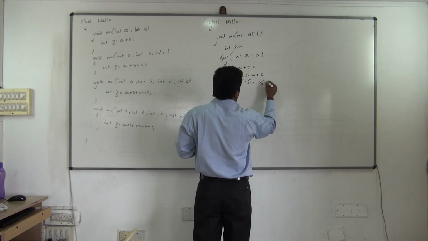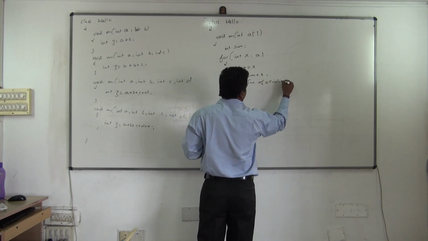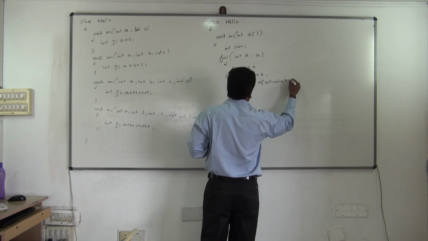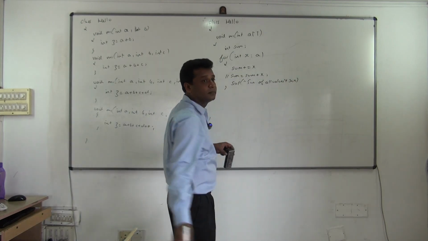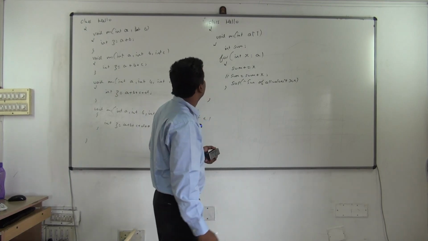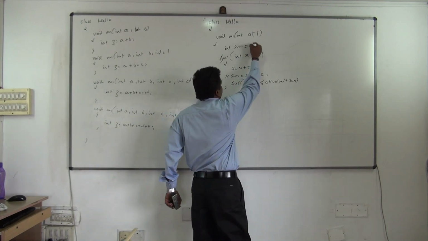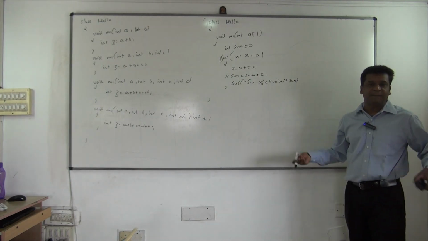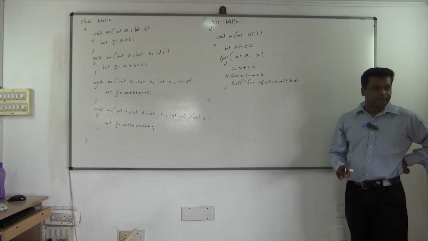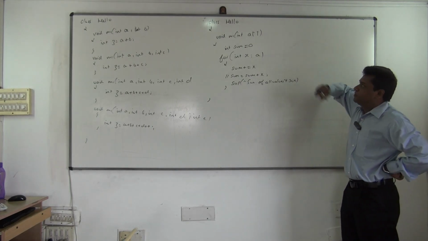Sum of all values is, plus sum. Okay, it's better you initialize to 0. Local variables, you better initialize with default values. Are you clear with this now? Correct? Okay. So this is an alternate option.